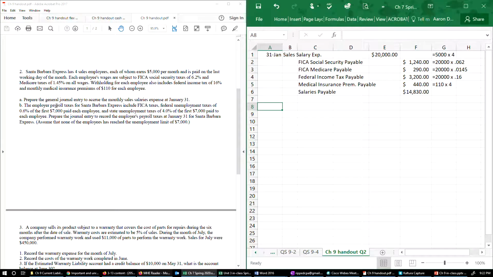The employer payroll taxes for Santa Barbara Express include FICA taxes, which is matching, so we know what those amounts are going to be. Federal unemployment tax of 0.6% on the first $7,000 paid, which for us is just going to be 0.6% since no employee has made more than 7. Each employee has only made 5,000. And state unemployment taxes, all right? Prepare the journal entry to record payroll tax expense.